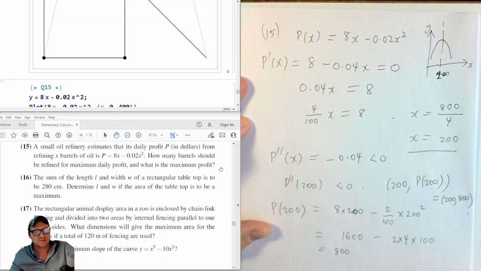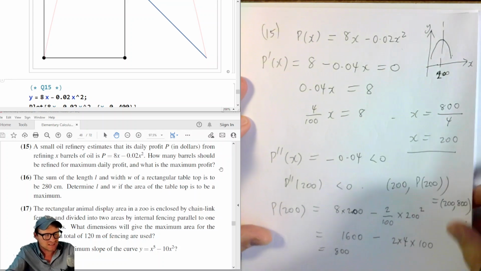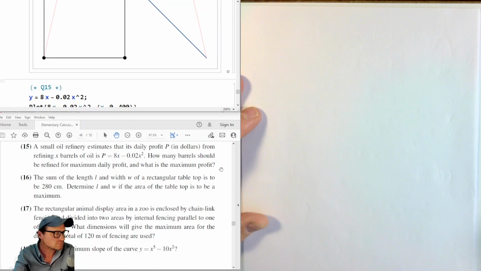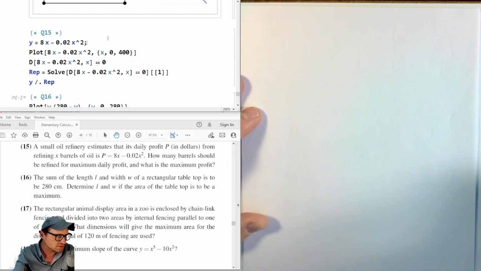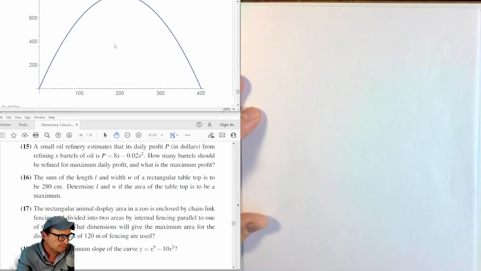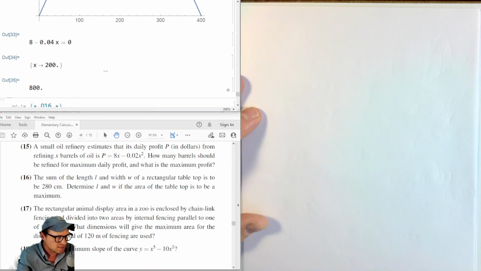15. So let's go ahead and move on to question 16. All right, so let's do the Mathematica on that as well. So Mathematica gives us the same thing.